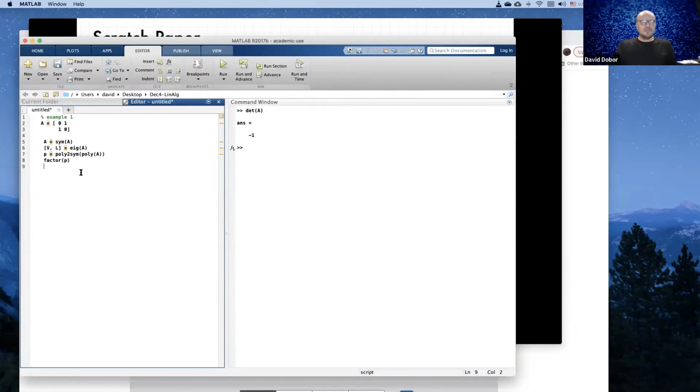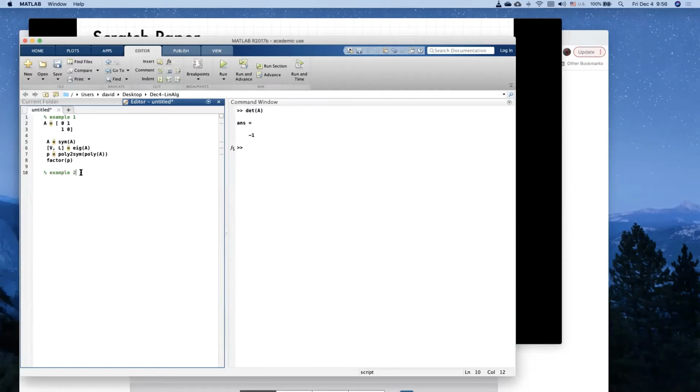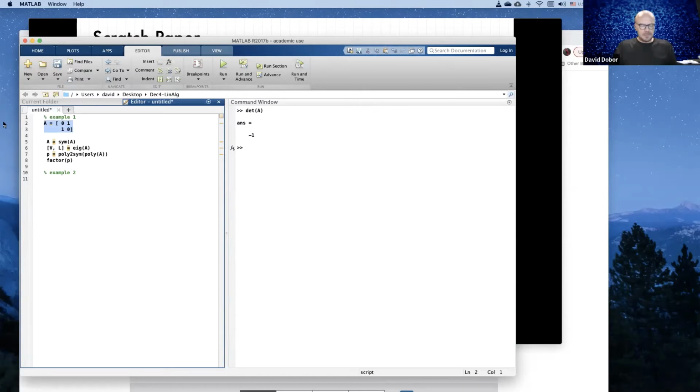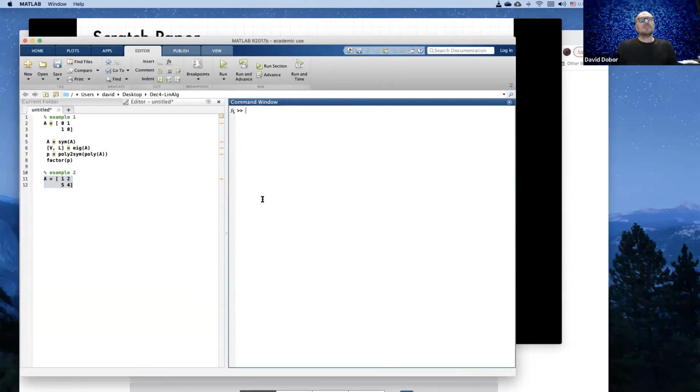So let's call it example 2. Now my A is going to be 1, 2, 5, 4. So my matrix A is now 1, 2, 5, 4. What is its determinant? Determinant of A.